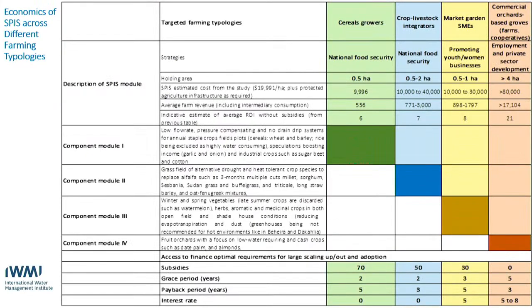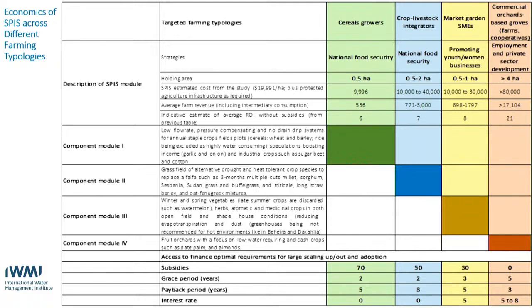And here is a summary of the economics of investment. So we look at the farming typology. Here we selected 4 typologies: the cereal growers, the second column is for the livestock integrators. Then you have the market gardens, which are the business for women and youth. And then the last column is the commercial orchard-based production system, and there are criteria for the selection of those crops which are related to the market expansion, including the export of rice, etc., for Egypt.